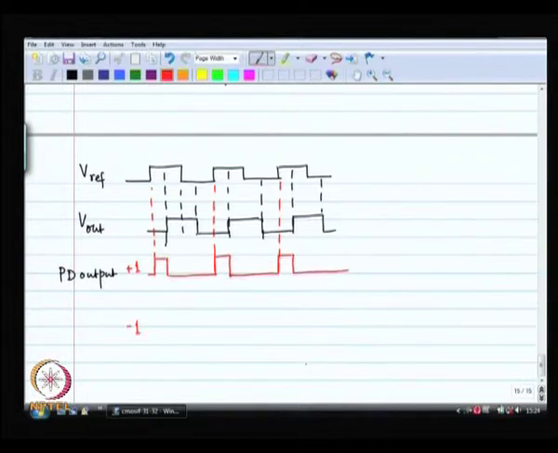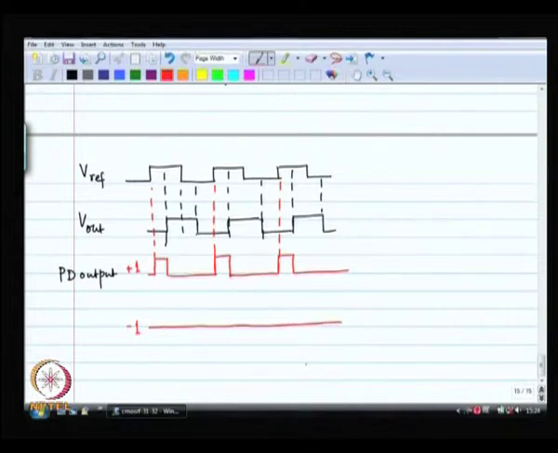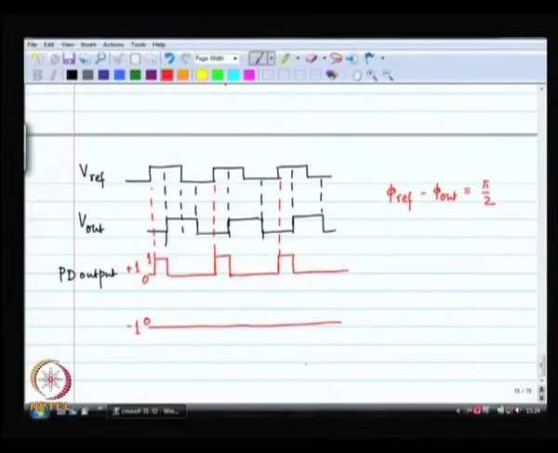All right. And what about the -1 output? The -1 output is always 0. Okay. So, if my phase difference phi ref minus phi out is 90 degrees, 90 degrees is pi by 2, then the PD output is +1 for 1/4 of the time, which means that the average PD output is VDD by 4.